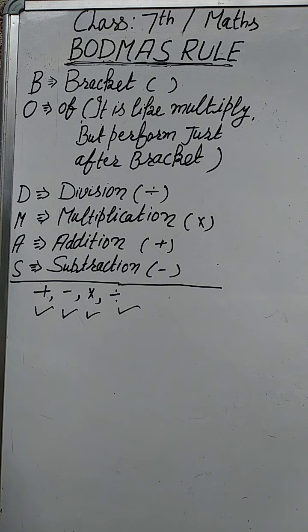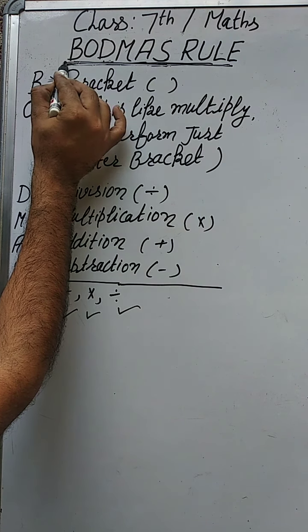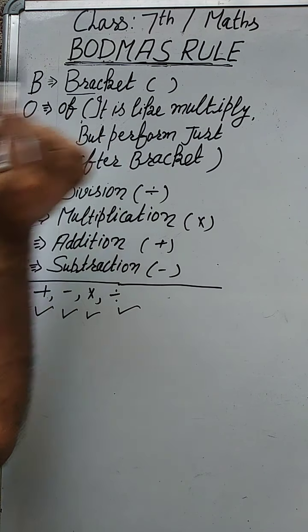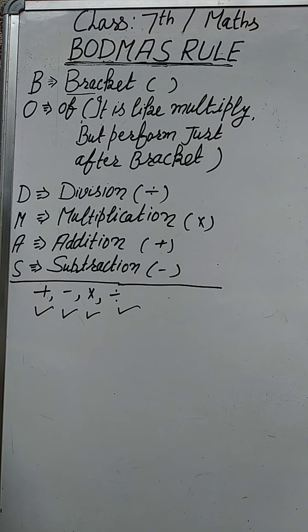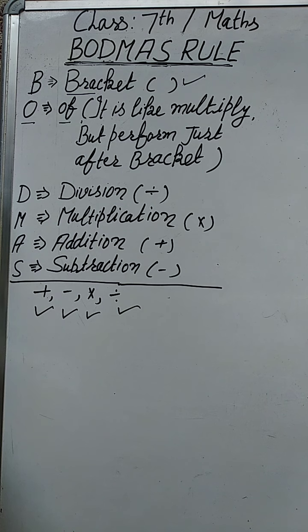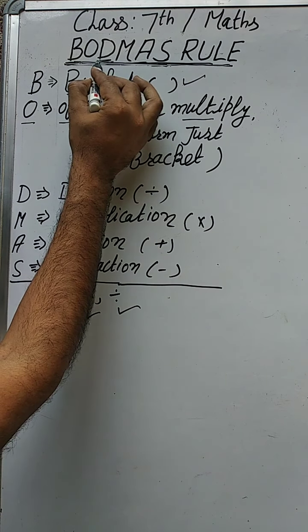This rule helps you decide which operator you have to operate first in the question. Move according to the letters in the word. The first letter is B. B stands for bracket. If in your question there is any bracket, you have to solve the bracket first. And the next letter is O. O stands for of. Of is like multiply, beta. But you have to perform it just after the bracket. Understood? And your next letter is D.